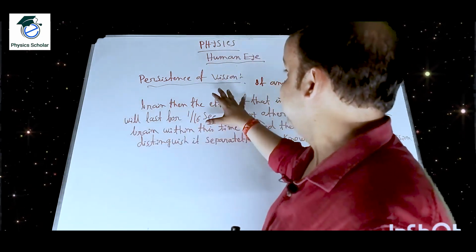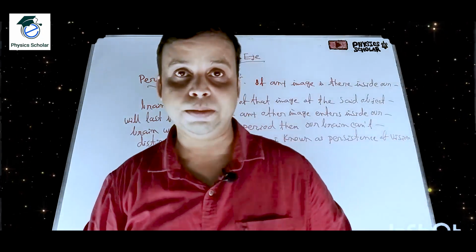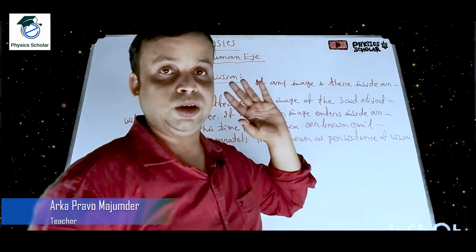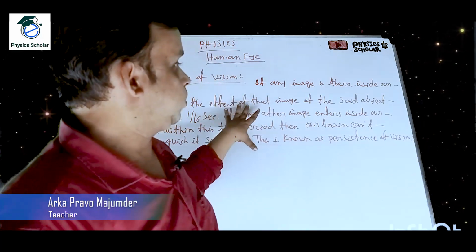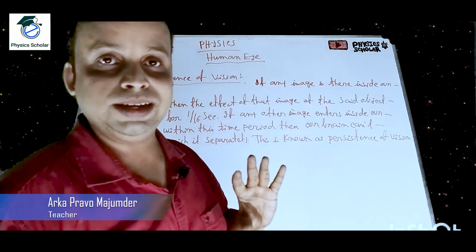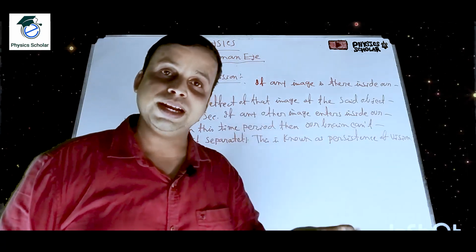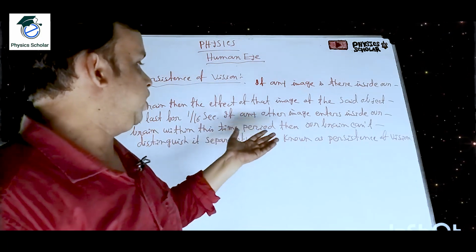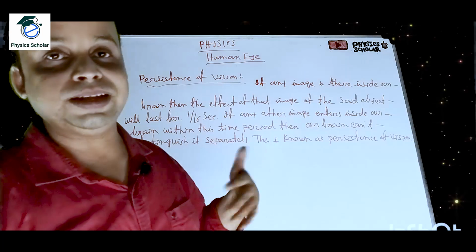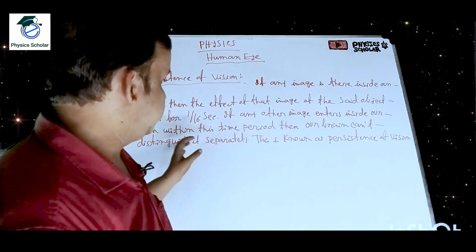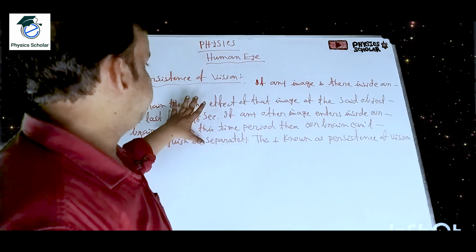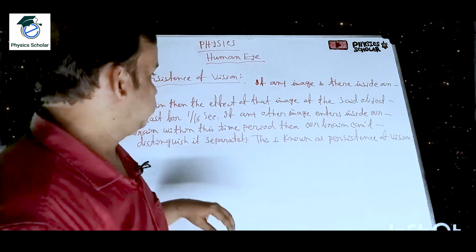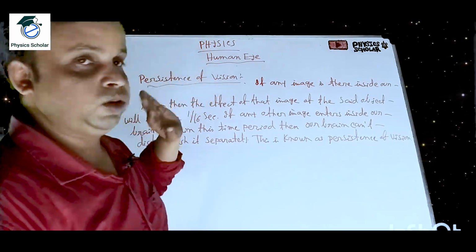I will discuss all that in the sound chapter. So here, persistence of vision means that if any image of any object is formed inside our brain, then the effect of that image will last for 1/16 seconds. If within that time period any other image enters our brain, then our brain cannot identify that particular image separately. This is known as persistence of vision, and the time period is 1/16 seconds. Clear? I hope you have understood persistence of vision.